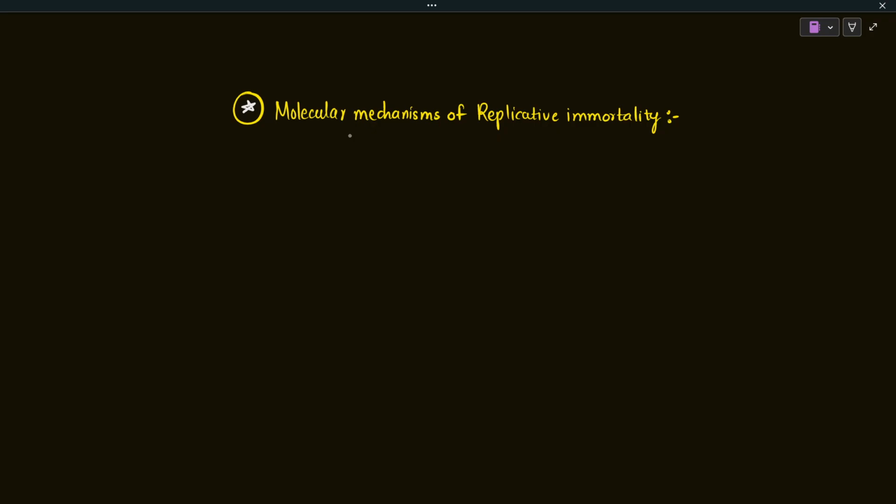Okay. So I hope you are aware of the end replication problem. Whenever cells undergo cell division, the 3' end of the DNA is not replicated properly in the lagging strand, and this problem is resolved using the telomerase enzyme. But in 90% of the cases, somatic cells lack the telomerase enzyme. So the ends of the DNA are not replicated properly, and this results in telomere shortening. Eventually telomere length decreases, and at that point the cells enter a stage where they stop dividing, and that stage is known as the senescence stage.